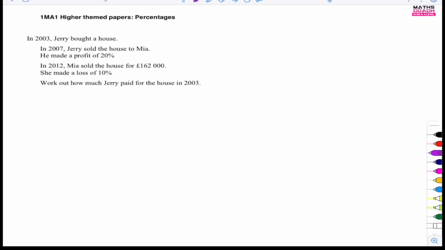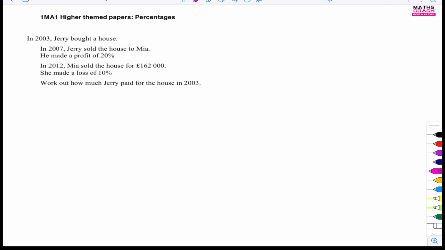This is a question that you can use a calculator, so you can use all the calculator methods. In 2003, Jerry bought a house. In 2007, Jerry sold the house to Mia. He made a profit of 20%. In 2012, Mia sold the house for £162,000. She made a loss of 10%. Work out how much Jerry paid for the house in 2003. So let's go through this question and start highlighting things.